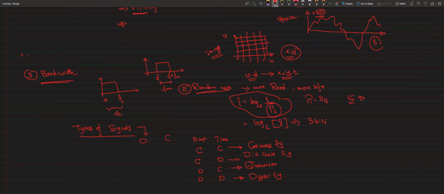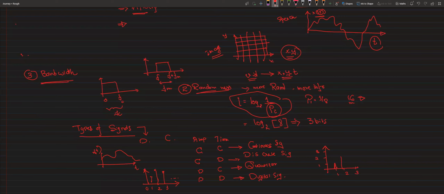For example, this continuous signal is something like this. Both time and x of t are continuous. In the case of a discrete signal, amplitude is continuous. It can be 3.5, 4, 6.5, but the time is 0, 1, 2, 3, and so on. This is discrete. Whereas in the third type, time is also discrete, 1, 2, 3, and x is also discrete, 1, 2, 3. So it will be like this.